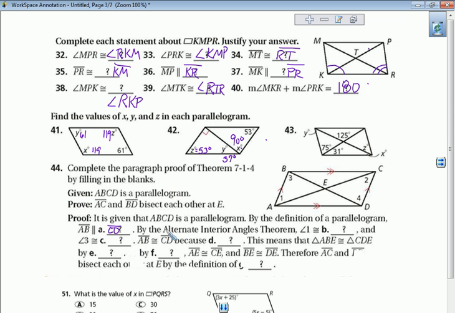All right, and if we keep reading, that's by the alternate interior angle theorem, angle 1 would have to be congruent to angle 2, and then angle 3 would have to be congruent to angle 4. Now, why is that? Once again, because of the alternate interior angle theorem. It goes right here again. So this means that we have congruent triangles. Why is that?